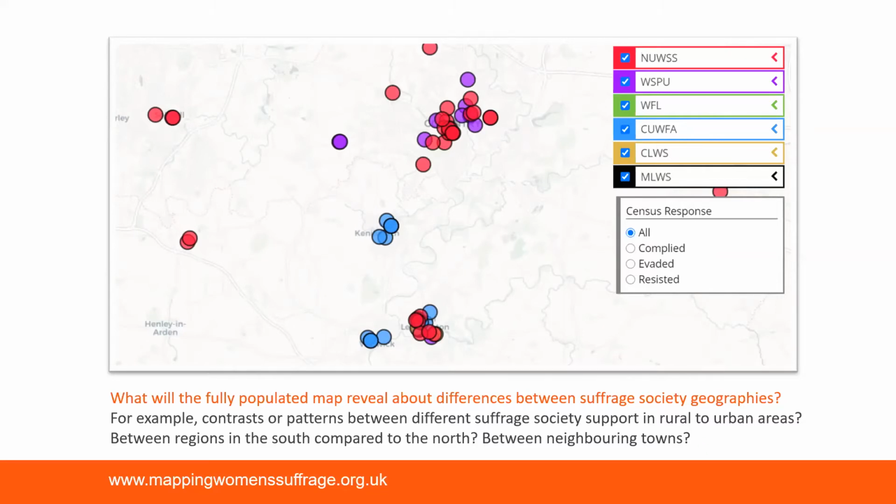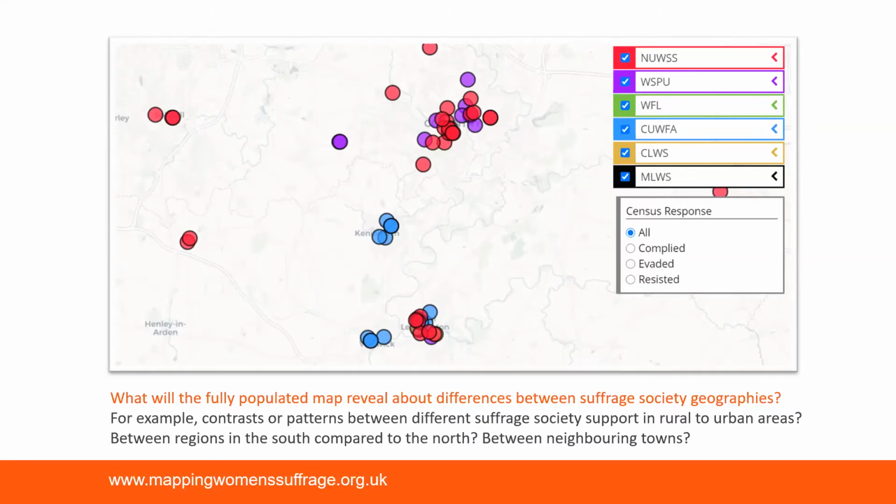And this will reveal and encourage fresh studies and interpretations of the shapes and patterns of suffrage society support in different towns and regions, and even in different streets, allowing that micro or macro comparison between different suffrage society support across the country.